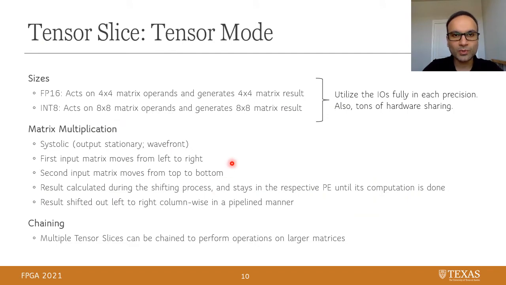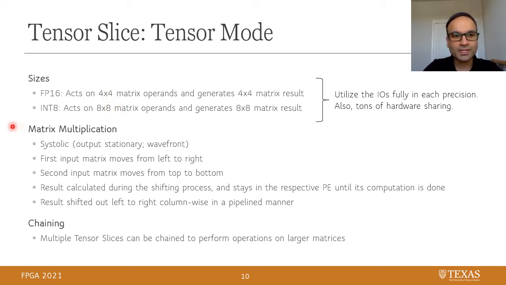Let's talk about the tensor mode in a little bit more detail. In the tensor mode in FP16 precision, the tensor slice acts on 4x4 matrix operands and generates a 4x4 matrix result. But in int8 precision, it acts on 8x8 matrix operands and generates an 8x8 matrix result. This is done to utilize the IOs or ports fully in each precision, and we know ports are pretty costly. Also, we observed that there was a lot of hardware sharing between these two precisions for these two sizes.